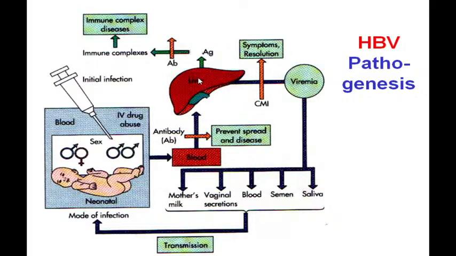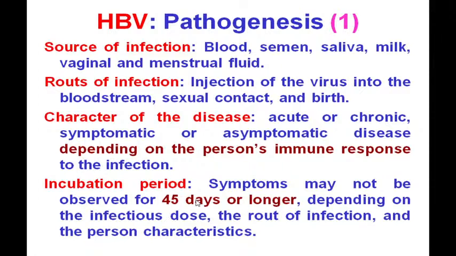Then, if cell-mediated immunity is very strong, it can prevent the symptoms development and may lead to the resolution of the infection. If not, then the viruses will be released by the liver. We have viremia. As a result of viremia, all fluids of the body will be infected. So that's again how the virus can be shed from the body.